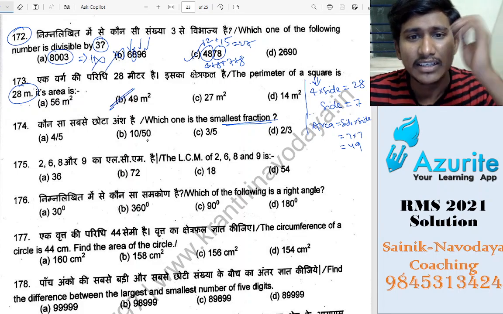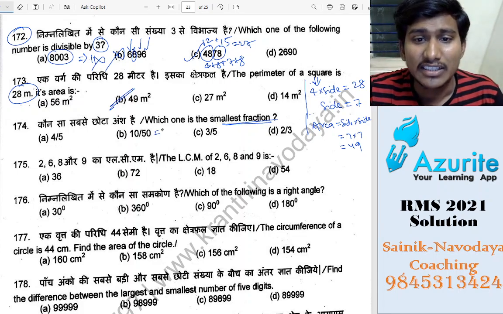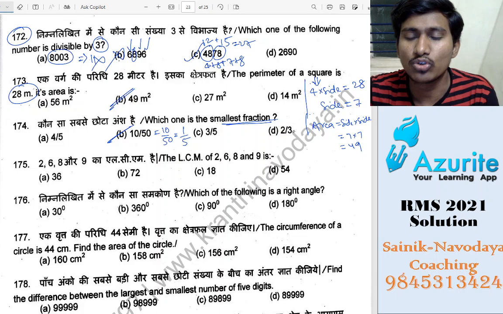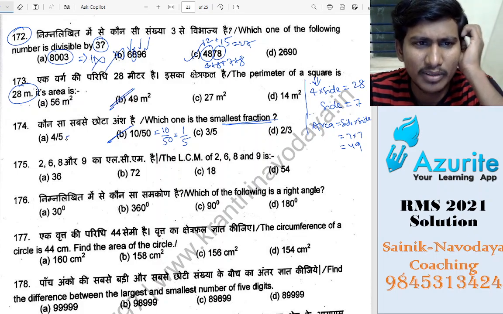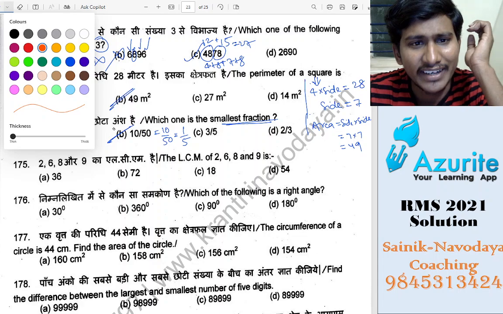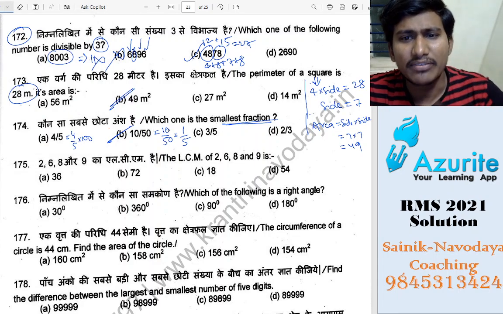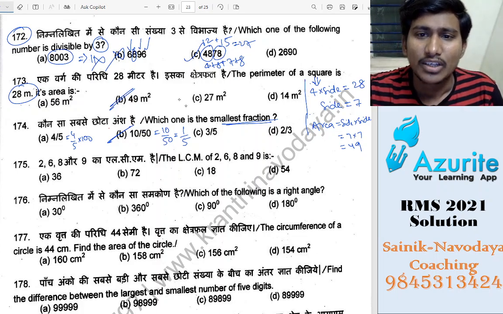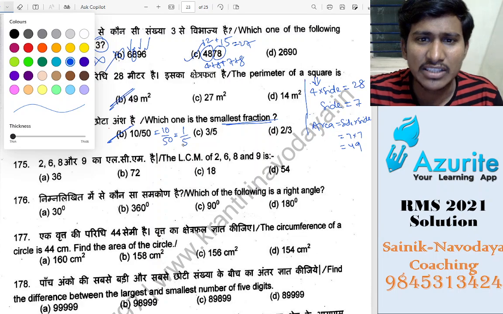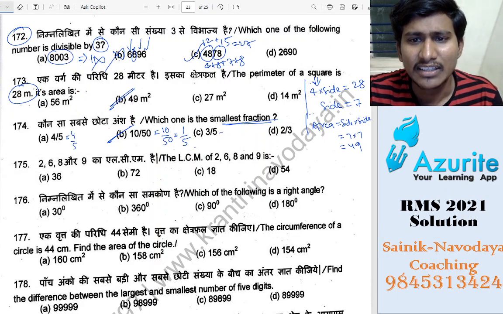So 4 by 5, 10 by 50. Yes, 10 by 50 means 1 by 5. Yes, 1 by 5 is smallest. Okay? 3 by 5 and 2 by 3 is there. You multiply with 100, you will get the answer. 4 by 5 means 4 by 5 into 100. If you cancel it out, you will get the answer. Here 4 by 5, here 1 by 5, here 3 by 5.